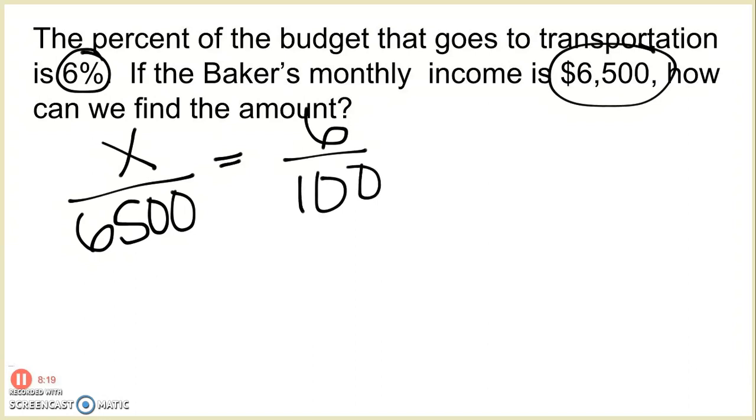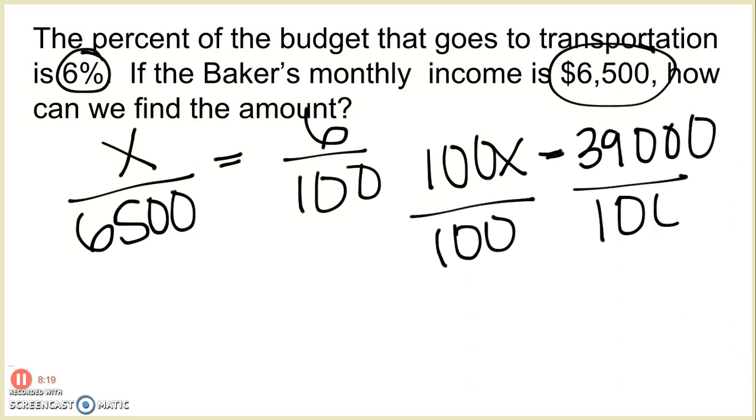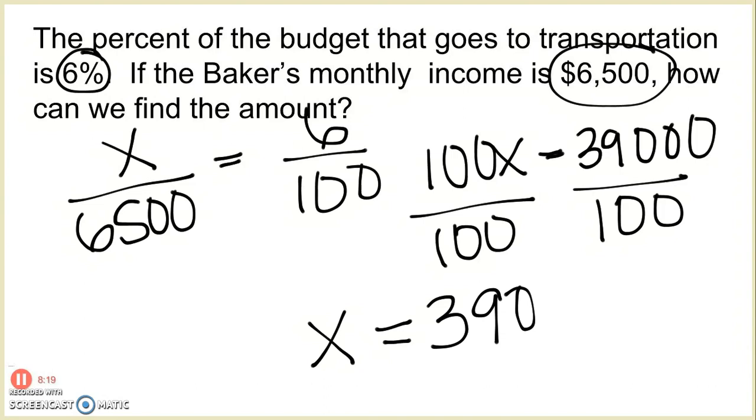Go ahead and cross multiply. And when you do that, you should get 100x equals 39,000. Solve for x by dividing by 100. And x should give you 390. So they spend $390 on transportation.